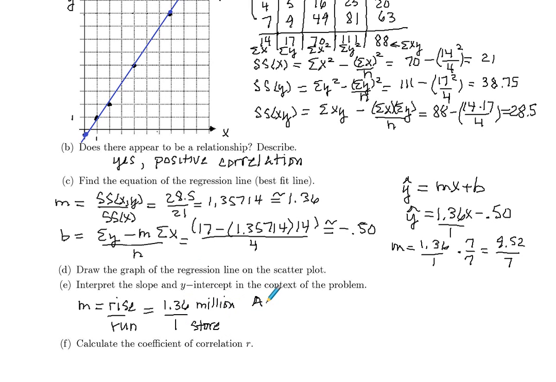Okay, so that's your interpretation. Add one store, and sales increase 1.36 million.